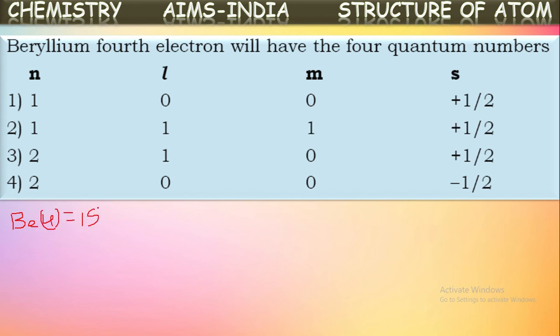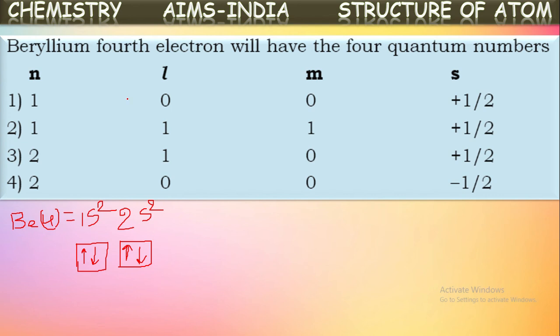1s2, 2s2. So this is the electronic configuration of beryllium. If you write this diagrammatically, we get it like this. There are 2 electrons in the 1s. We can mention them like this: one with the upward arrow, one with the downward arrow. In the 2s also, there are 2 electrons, one with the clockwise spin, the other with the anti-clockwise spin.